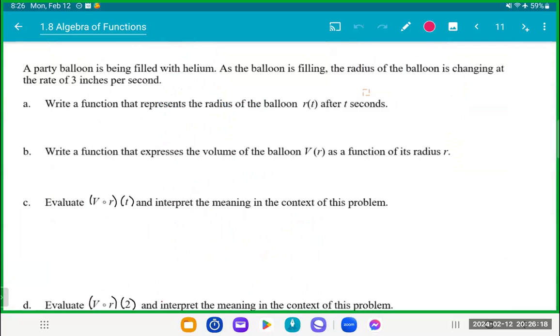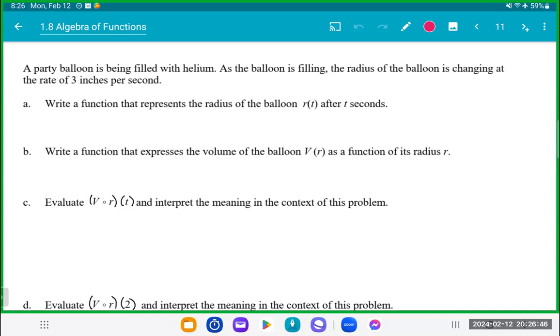So we just have one more problem left of this unit, and it is a word problem. A party balloon is filled with helium. As the balloon is filling, the radius of the balloon is changing at a rate of 3 inches per second. We want to write a function that represents the radius of the balloon. We'll call that r of t after some amount of t seconds.